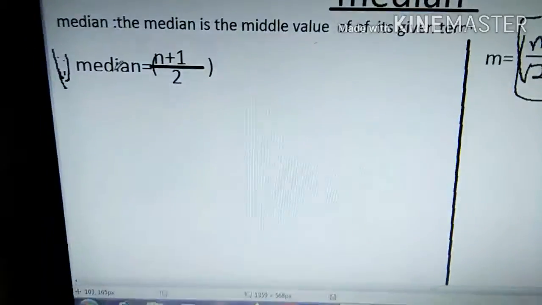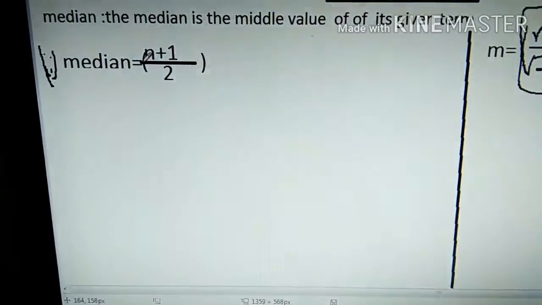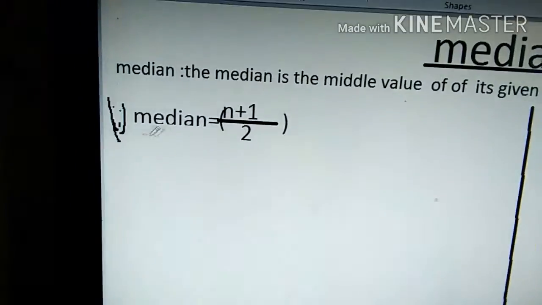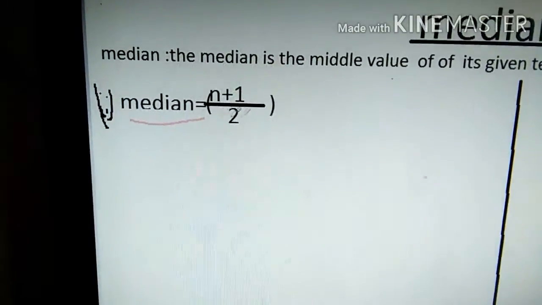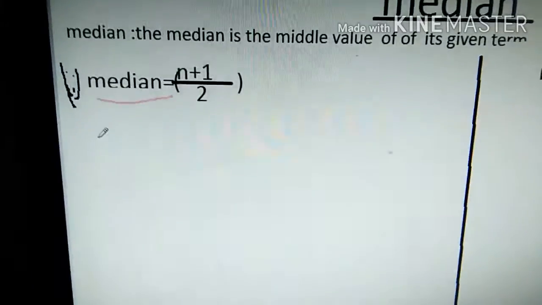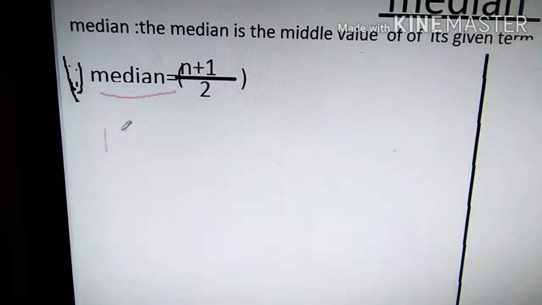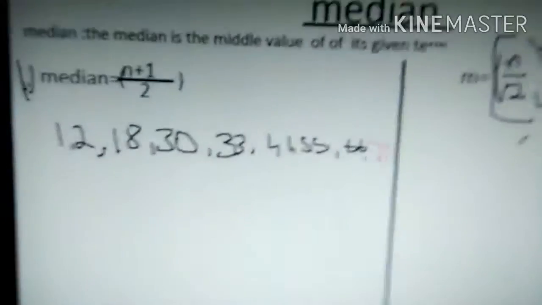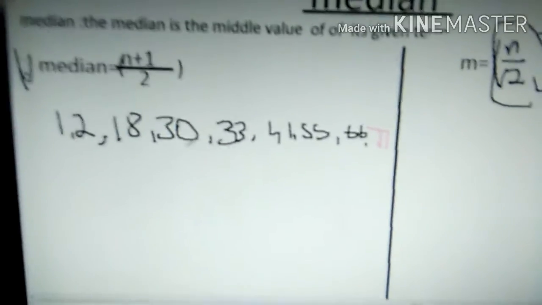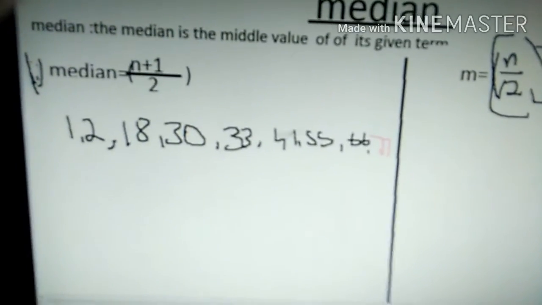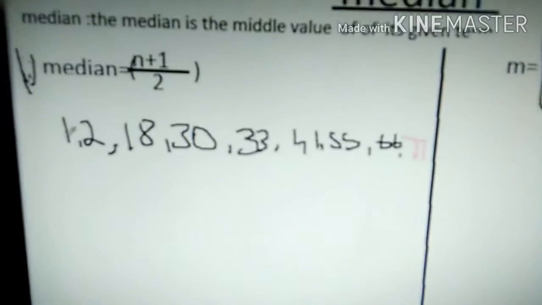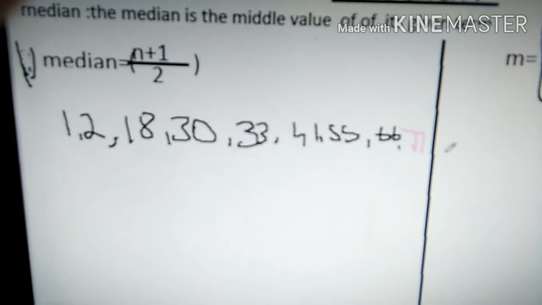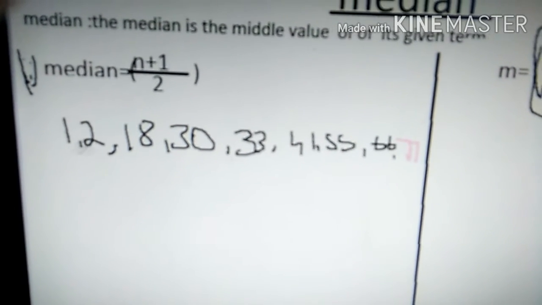Now, in the second method, to find the median for odd, we need to take this formula: median is equal to (n plus 1) by 2. Now, let us take some observations: 18, 27. Now, we took some observations. If they are not arranged in ascending order, we need to arrange them in ascending order. As this is odd, I took 1, 2, 3, 4, 5, 6, 7, 8, sorry, 9.